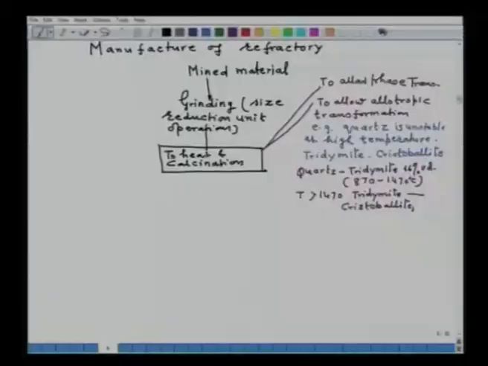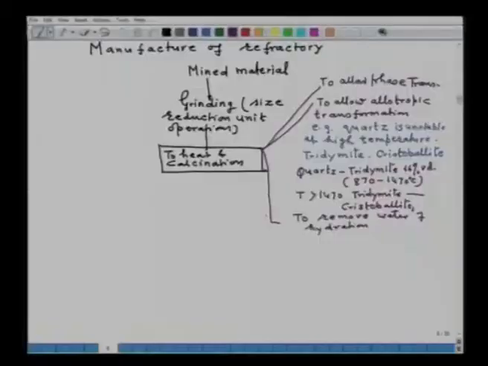Another important objective is to remove water of hydration. For alumina refractory, bauxite is used, fire clay is also used, and fire clay has water of hydration. Water of hydration means this water is in chemical bonding with the main material. So, this water has to be removed, and removal requires a very high temperature in order to remove water of hydration.